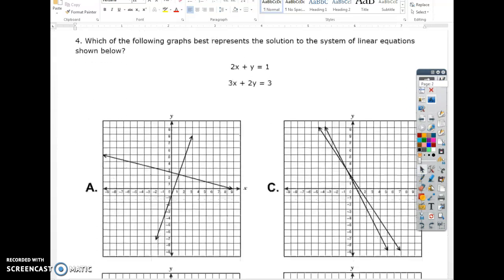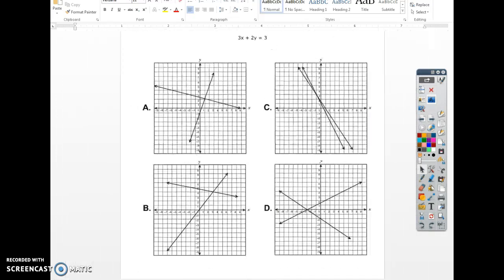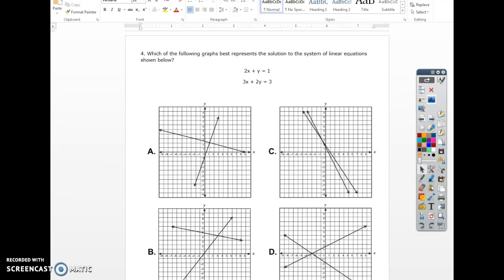Problem number 4 gives you answers that are graphs. Okay, and all of them have one solution, all of them. So the solution for this one's right here at 1, 2. The solution of this one is right here at 3 and 4. The solution of this one is right here at -1, 3. And the solution for this one is right here at -3, 0. Okay? They're asking which one of these graphs matches these two equations.